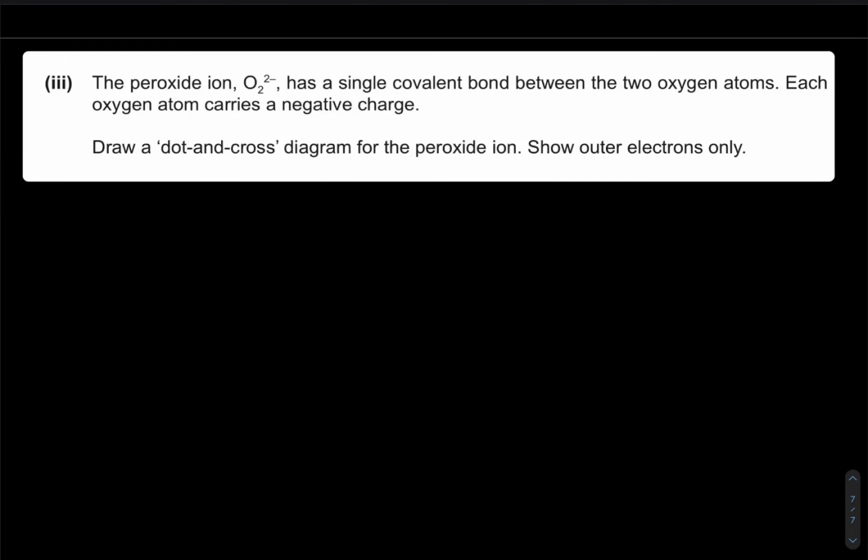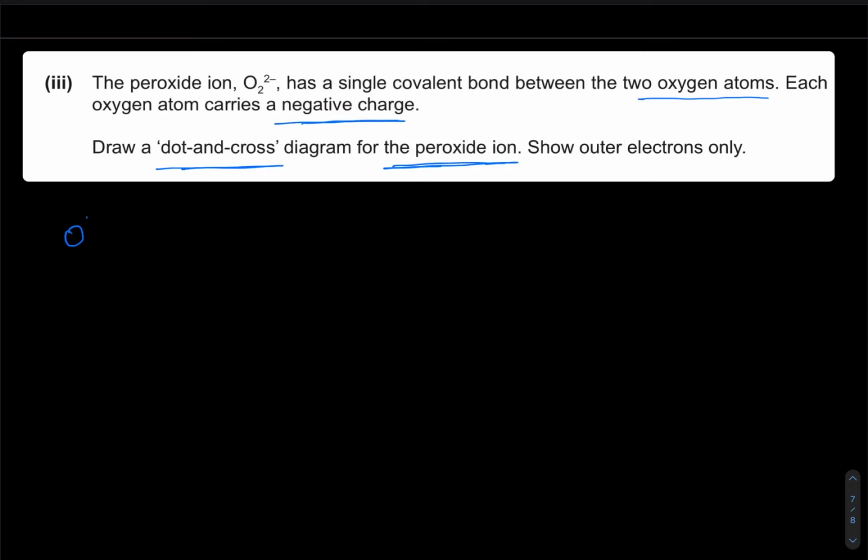The peroxide ion has a single covalent bond between the two oxygen atoms. Each oxygen atom carries a negative charge. Draw a dot and cross diagram for the peroxide ion. Show outer electrons only. Okay, so whenever we have to draw the dot and cross diagram, first we count the total number of valence electrons.